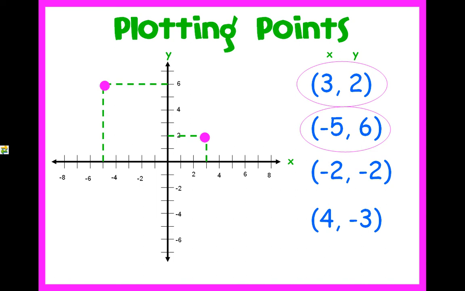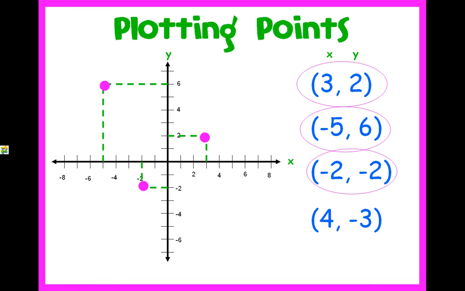Looking at the next example, negative 2, negative 2. We're going to move left. Watch that. It is negative. So we're moving to that negative 2 from the origin, negative 2. Then we're moving down 2 on the y-axis. The point where they meet will be the point that we plot.